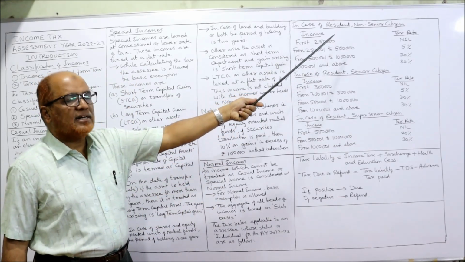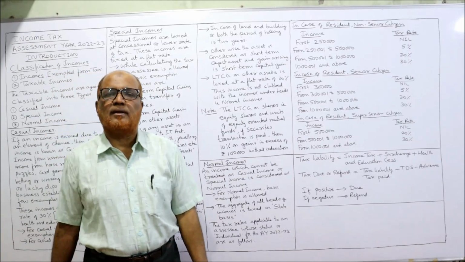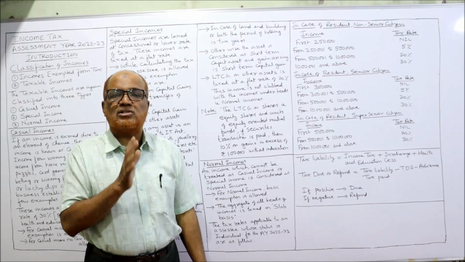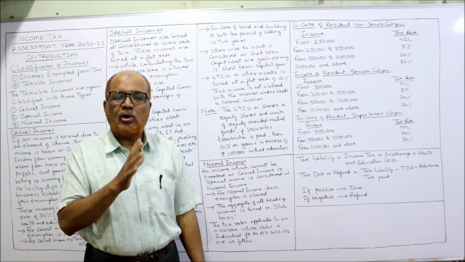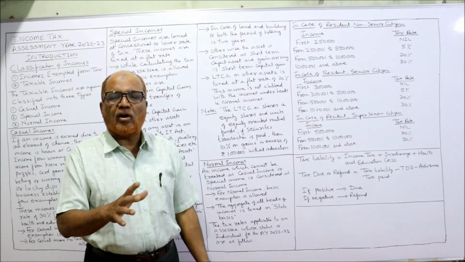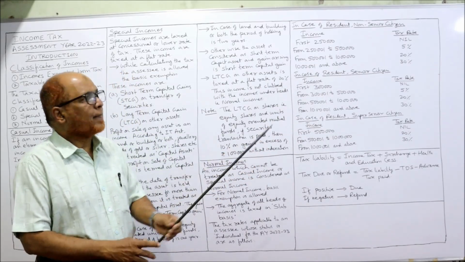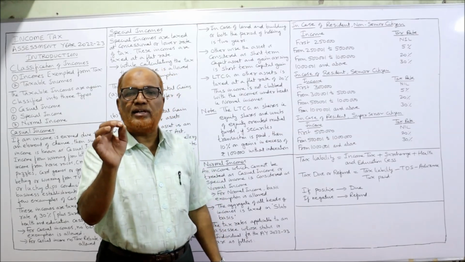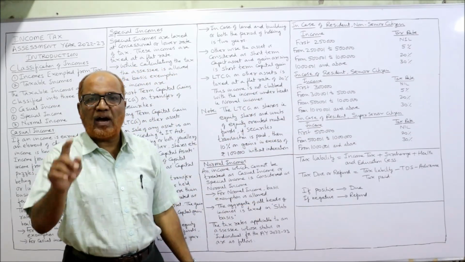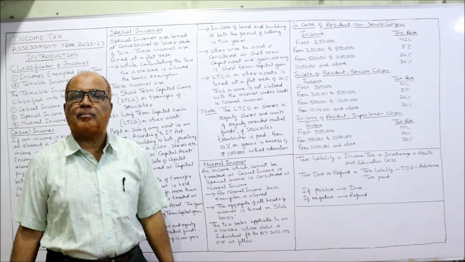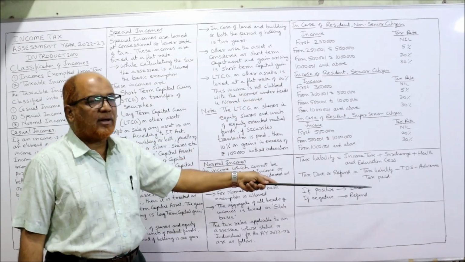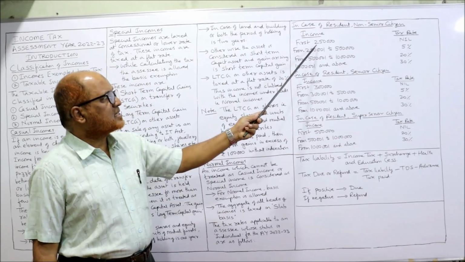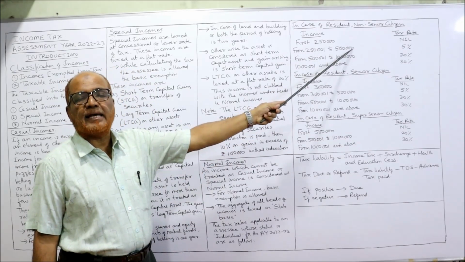In case of resident non-senior citizen, who is a non-senior citizen? A person who is below 60 years of age is called non-senior citizen. For non-senior citizen, what are the slabs? First 2,50,000, tax rate nil. Concentrate here because these provisions we have to apply in the coming problems. If you do not remember these rates, then problems will be difficult for you. Now first 2,50,000 nil, no tax rate.